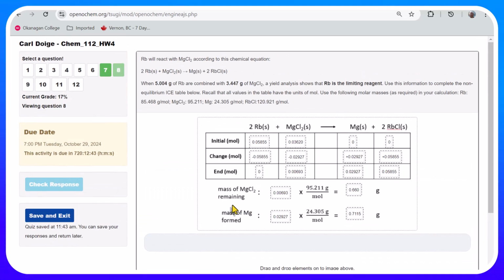I hope this has been helpful in seeing how to complete a reaction ice table where all of the values in here are in moles, and we're looking at the end result, not equilibrium result.